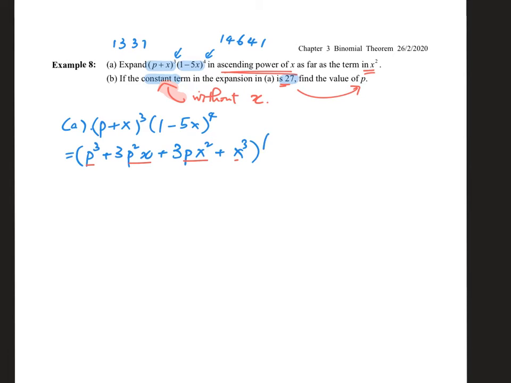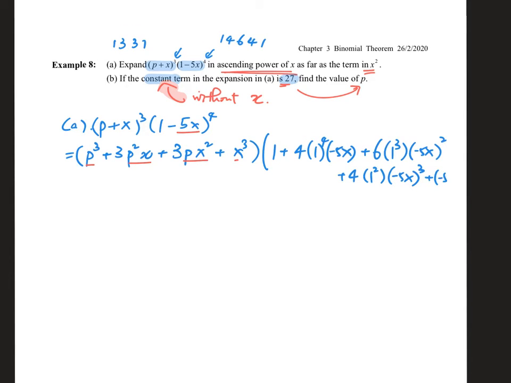While for power 4, because of the minus 5x, I think I should slow down. So first of all, you have 1 to the power 4, so I prefer to write 1. Next, you have the number 4 as a coefficient, 1 to the power 3, maybe this time I'll write it for you, and then minus 5x. You have 6, 1 squared, minus 5x squared. You have 4, 1, minus 5x to the power 3. And finally, minus 5x to the power 4. And then this is the full expansions of the two binomials, or in two brackets.